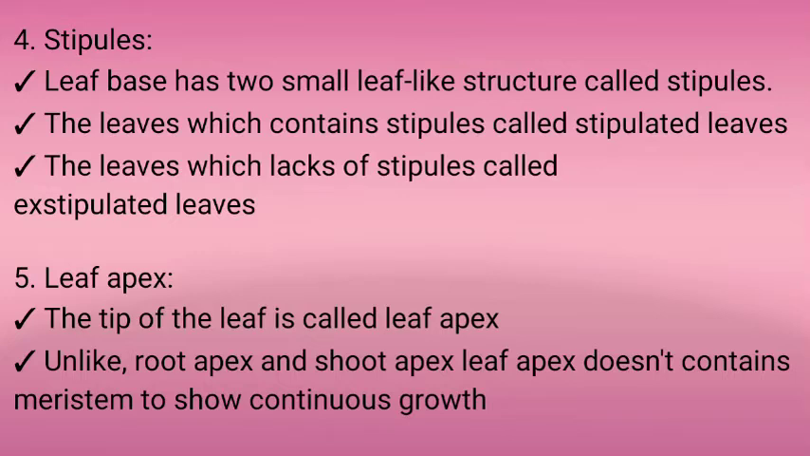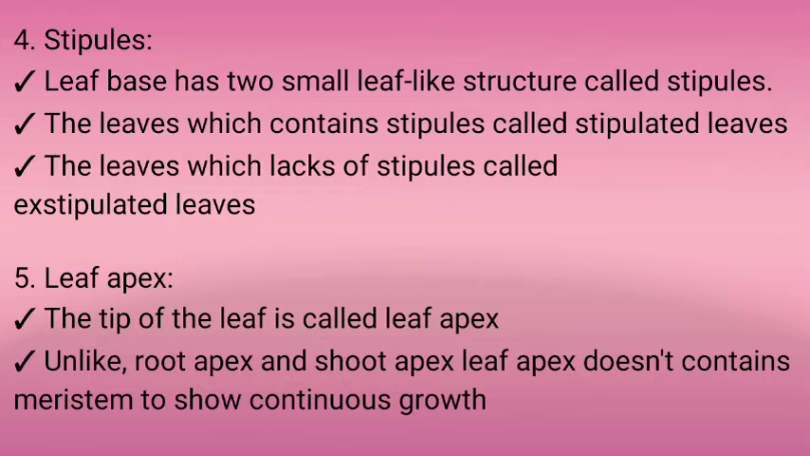Fourth one, stipules. Leaf base has two small leaf-like structures called stipules. The leaves which contain stipules are called stipulated leaves. The leaves which lack stipules are called exstipulated leaves.